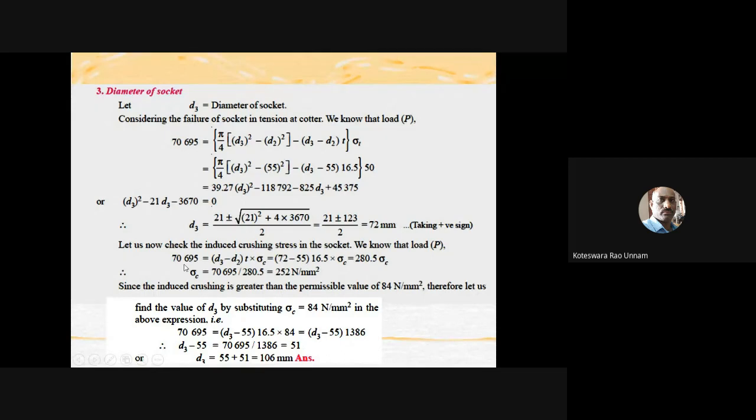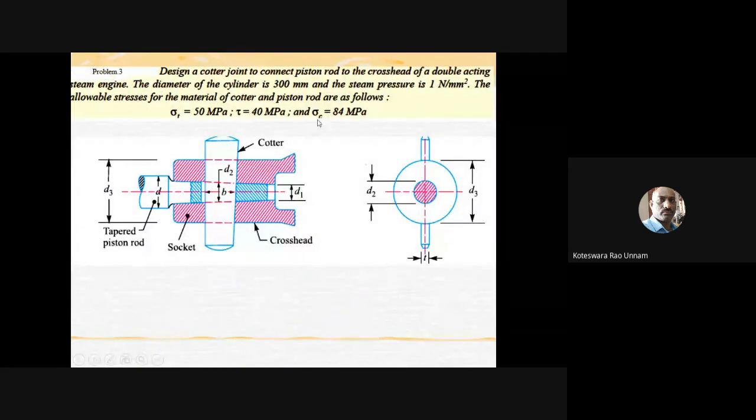Then after that, you need to check for the crushing strength. If you use that formula, you get 252 MPa, and this is greater than the permissible value of 84. Like I already told, once you determine the dimensions, you need to check for the crushing stress. Here the allowable crushing stress value is only 84. In the given problem data, sigma C is 84 MPa only.